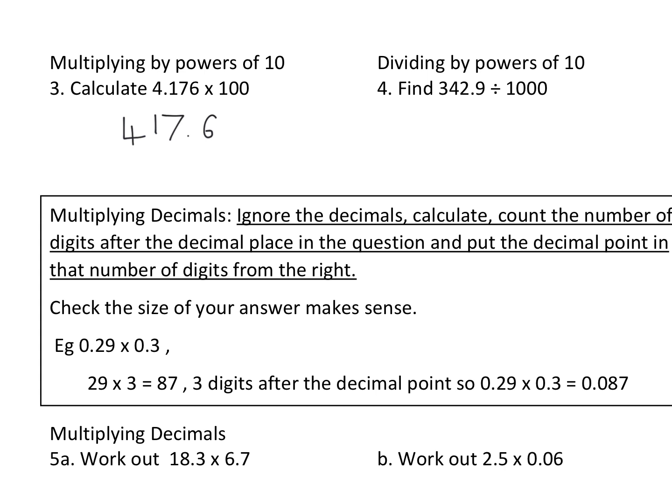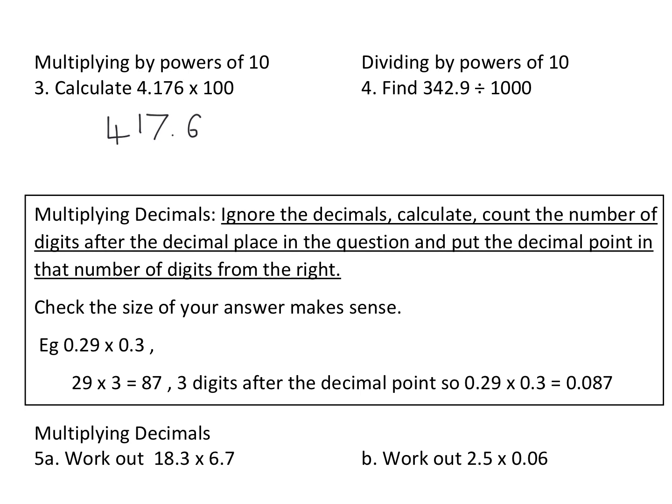Number 4 is dividing by powers of 10, so we've got 342.9, and we're going to divide that by 1,000. So to divide by 1,000, you're moving the decimal point 3 spaces to the left, or the number is moving 3 positions to the right. 3 because of the 3 zeros, dividing by 10 sort of 3 times. So if you move it 3 times, you end up with 0.3429. You can always check where you've put the decimal point, where it is originally, and count 1, 2, 3, so we know I've done it right.